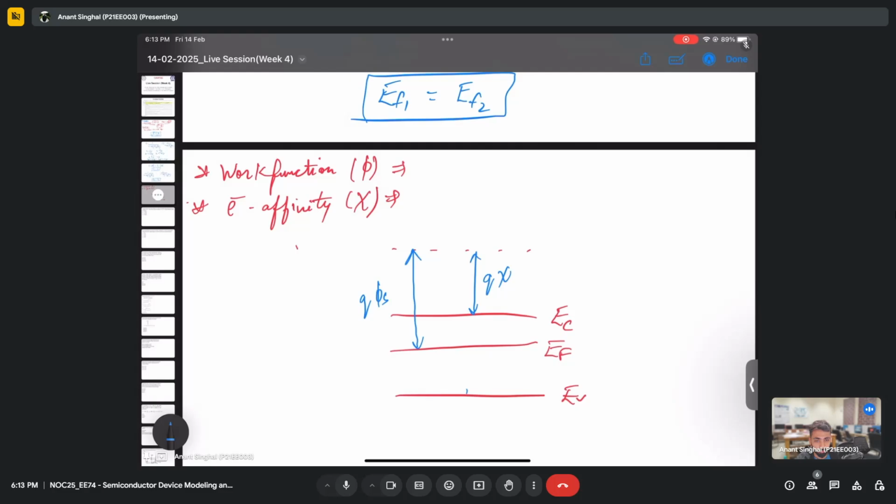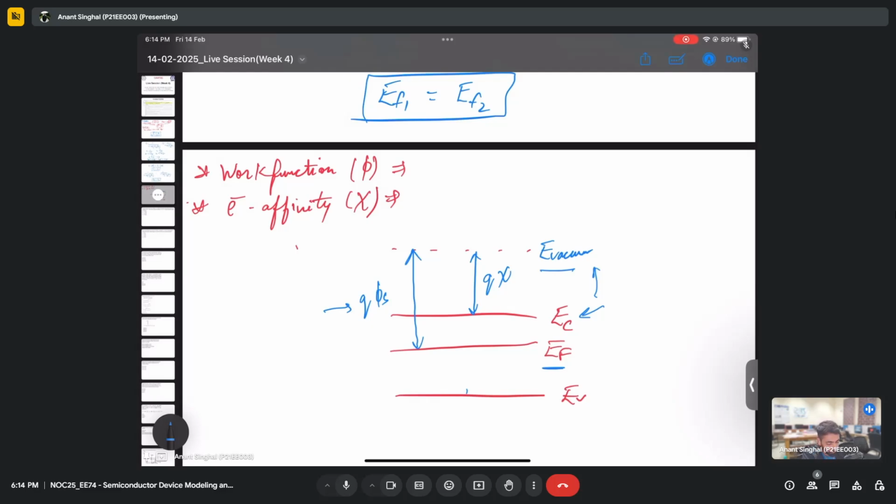So let me repeat, I guess you're not clear about that. The energy required to remove an electron from the Fermi level to the vacuum level is nothing but the work function. And the energy required to remove an electron from the conduction band to vacuum is nothing but the electron affinity. Make sense? Any doubt in this? So this is the more clear definition.